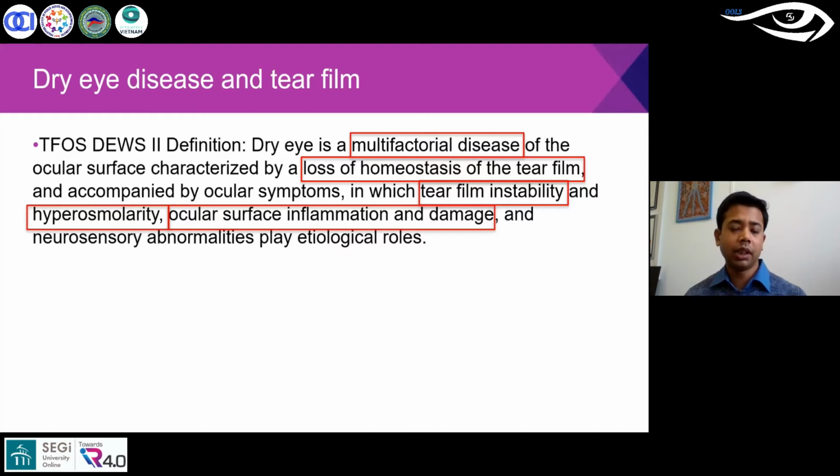And in contact lenses, this area also has quite a few applications, because we know contact lens wear can contribute to the development of dry eye, and patients with preclinical or existing dry eye are often not very comfortable wearing contact lenses. So this is a fine balance for us. It also has neurosensory abnormalities, which play etiological roles, which means they lead to more and more dry eye and problems.